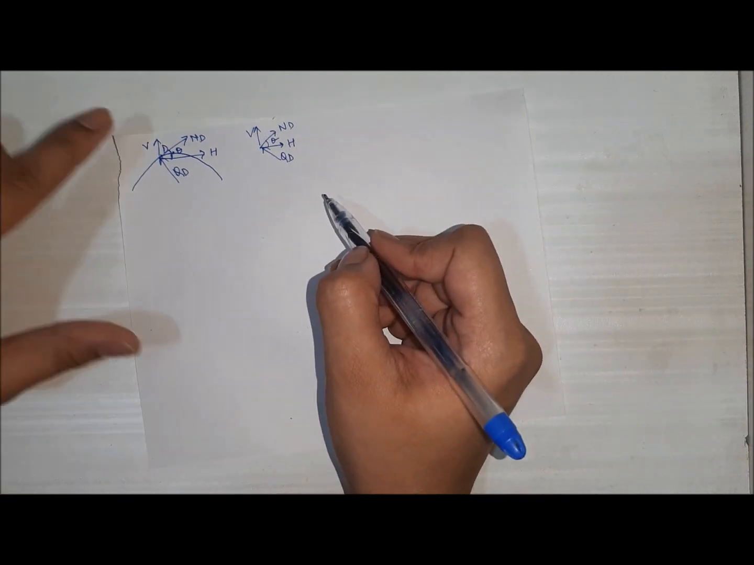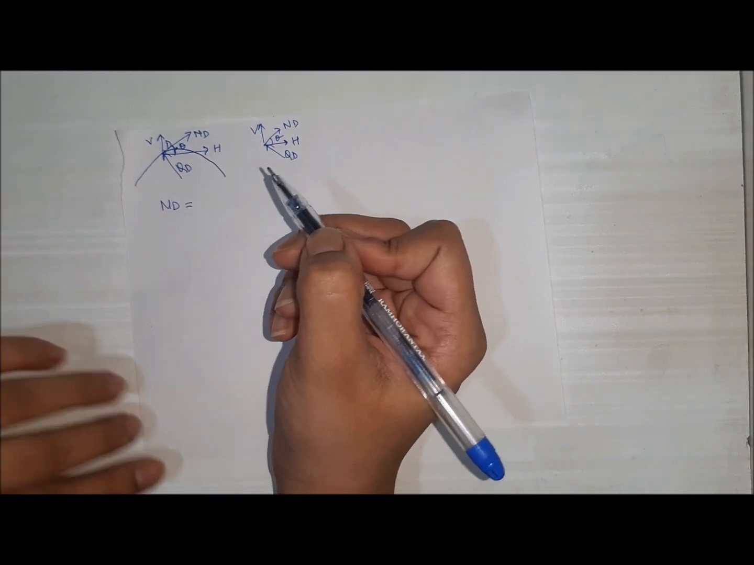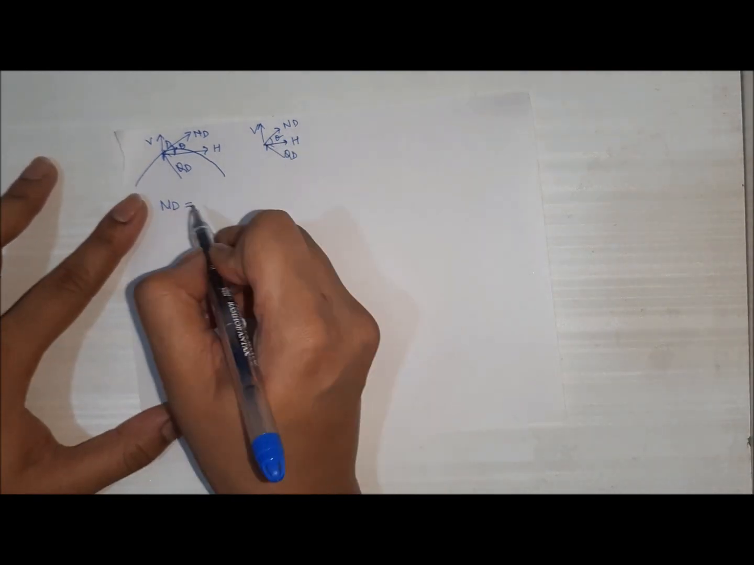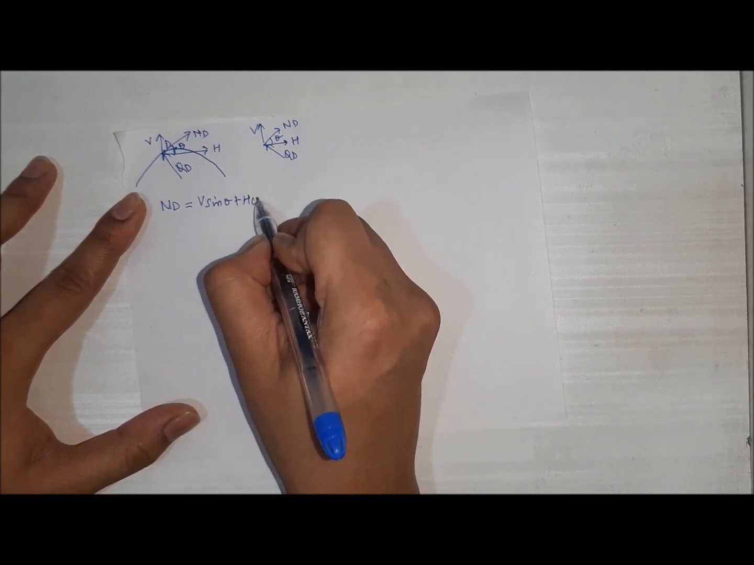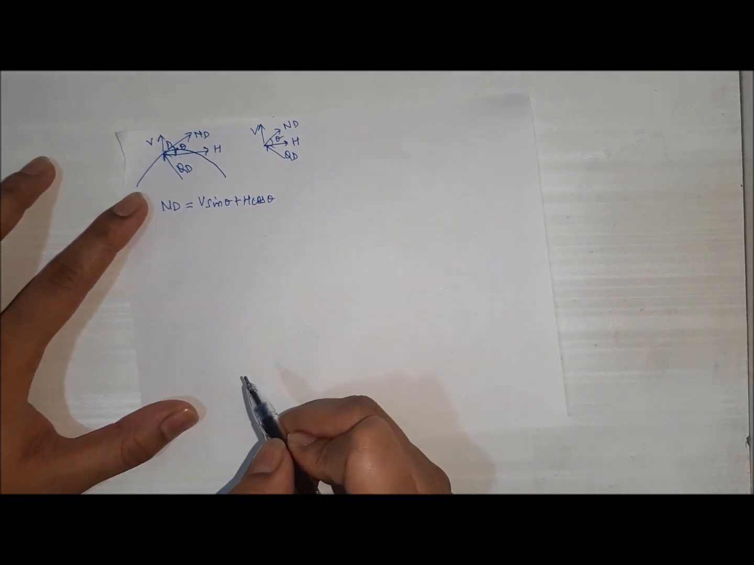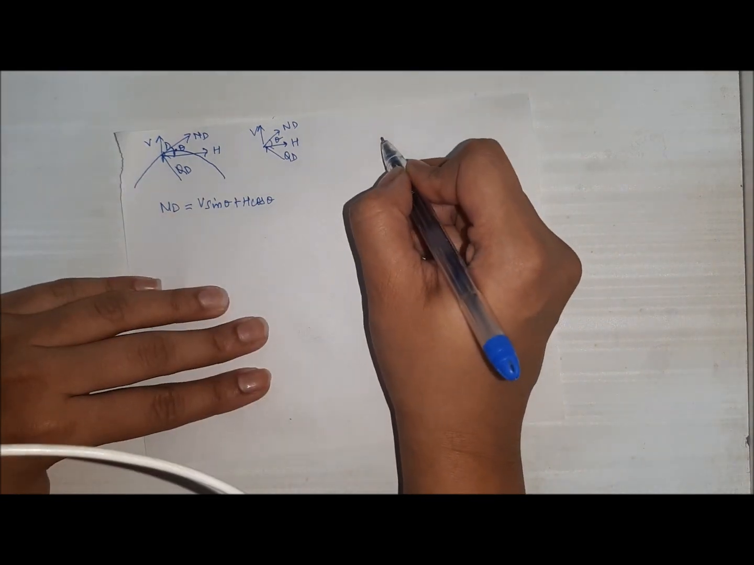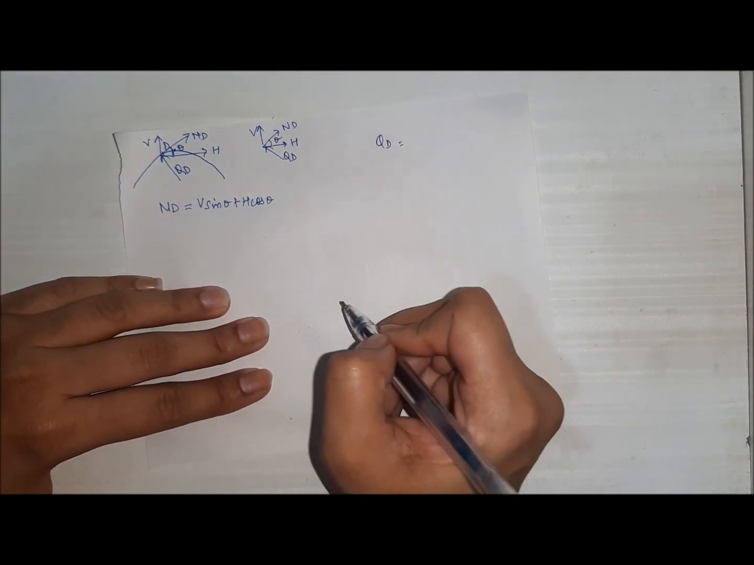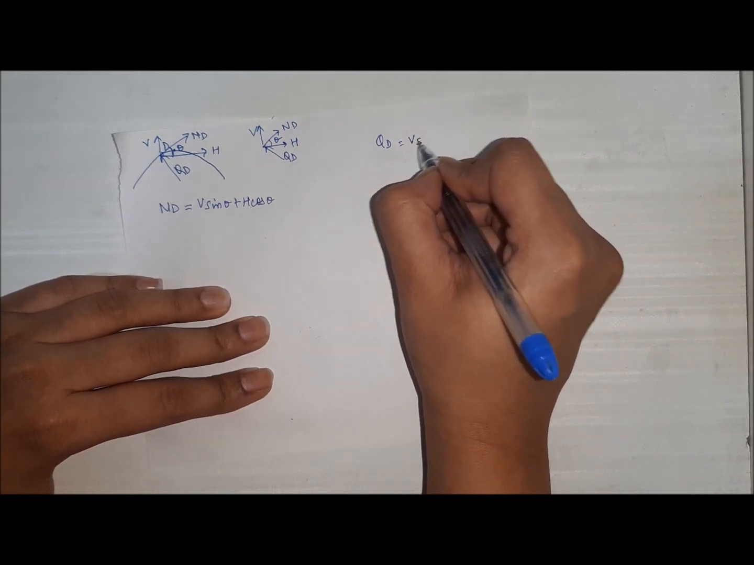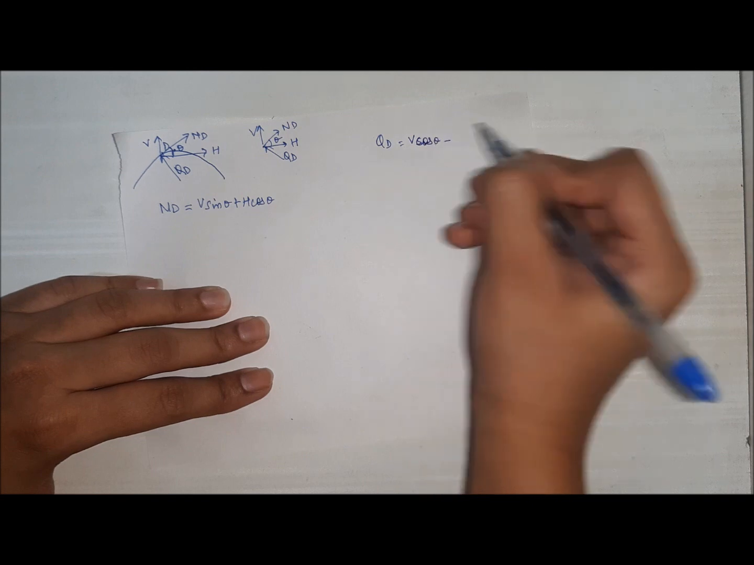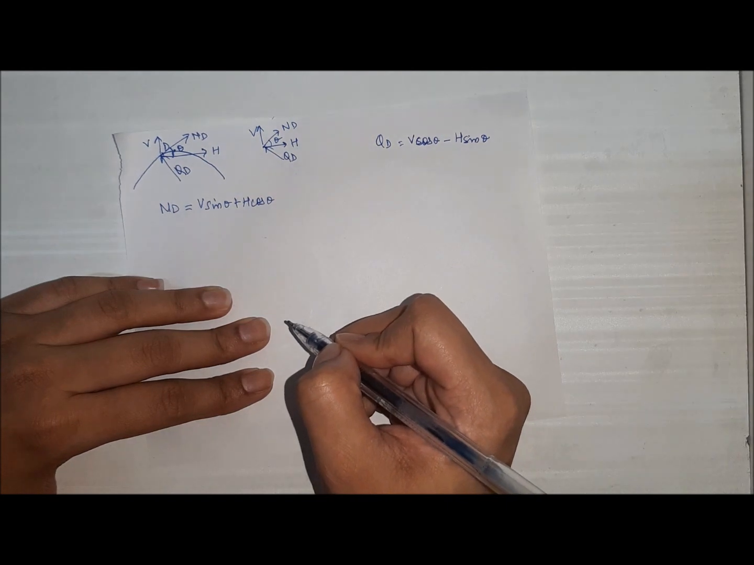Now for calculating ND, the normal thrust happens to be V sin theta plus H cos theta. And for the radial shear at the same point, QD, we have V cos theta minus H sin theta, right?